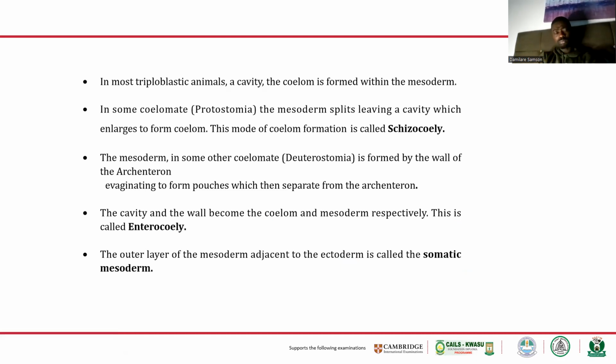Well, like I said, we don't really need to wrap our head so much on most of these things. Just get the information, which is more like saying, in coelomates, that's protostomia, the mode of coelom formation is called dash. Just register it. In this one, when coelom and mesoderm are formed respectively from the cavity, it is called dash. Wrap it around your head. And the outer layer of mesoderm adjacent to the ectoderm is called dash. They are always short answer questions in JAMB.